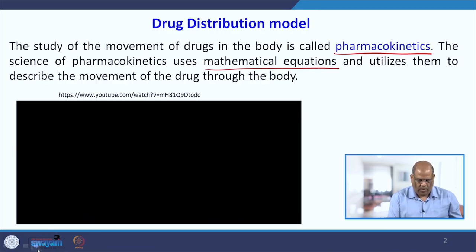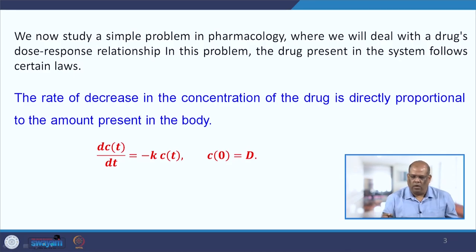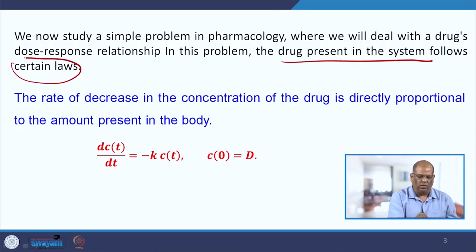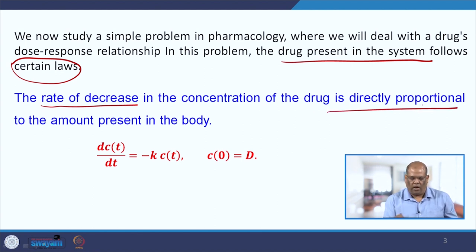While doing this mathematical modeling, we assume that the drug present in the system follows certain laws. And what are the laws? When the drug enters your body, obviously it will decrease until it finds the targeted region, and that decrease is proportional to the amount present in the body. So this is one assumption. There can be more assumptions.